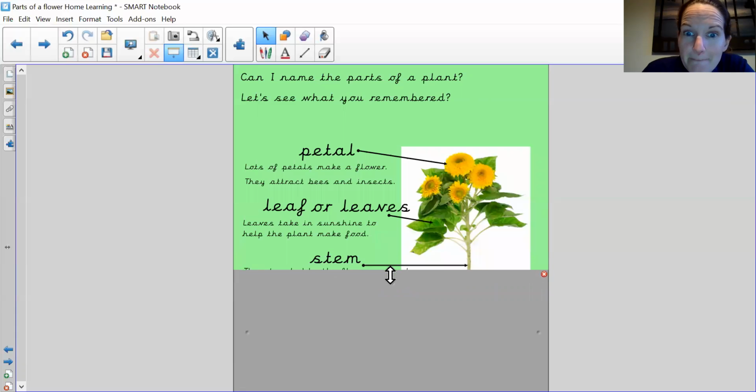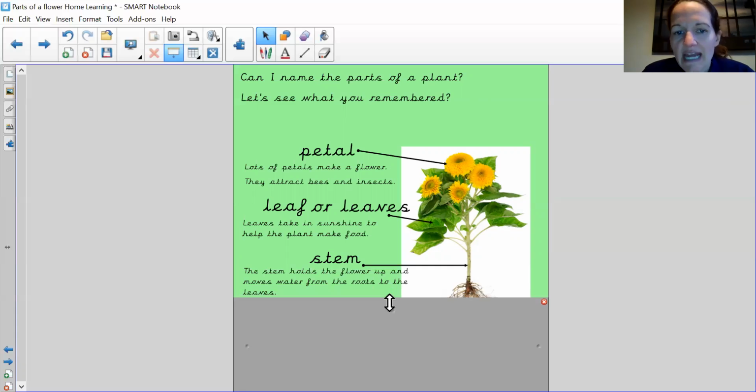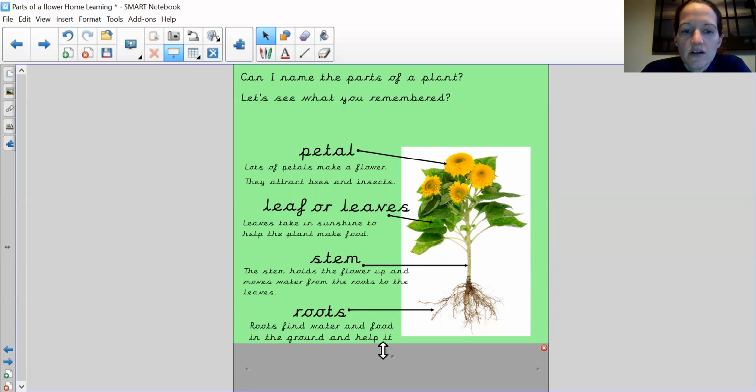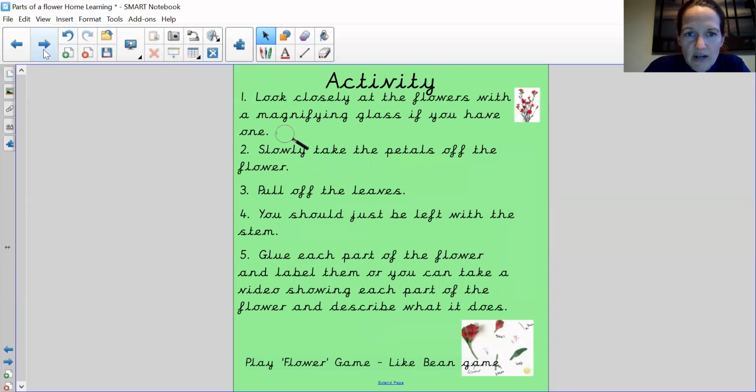And the stem, what is the stem used for? Right, to stand up straight. So it helps the flower stand up straight, and it's like an elevator for the water. And the roots, well done if you said the roots find the water and the food in the ground, and they help it to stand up, help it to stay strong in the ground.